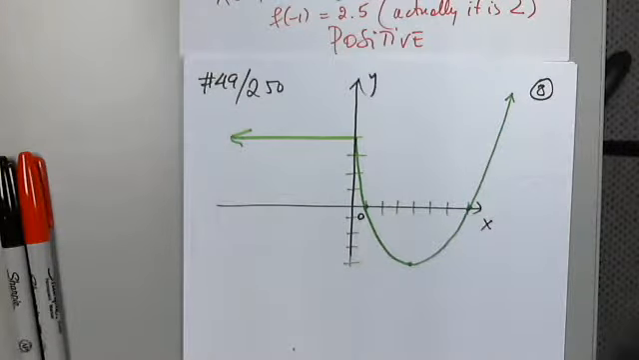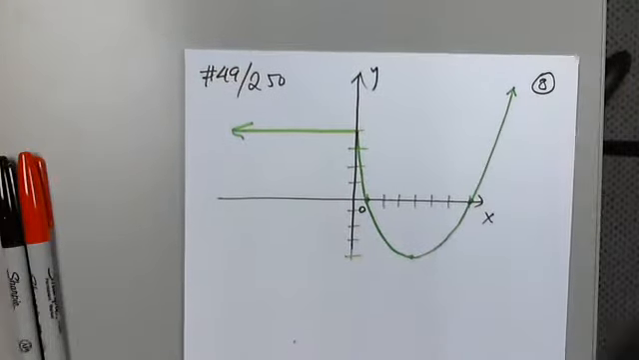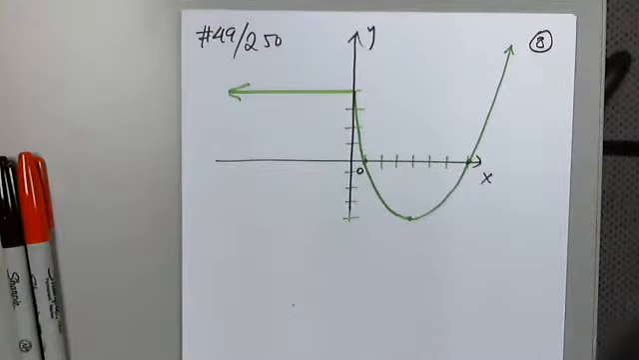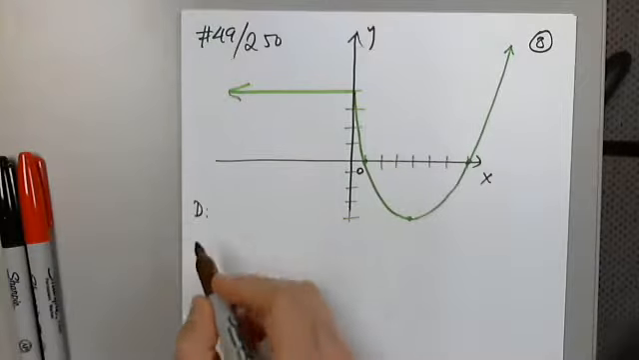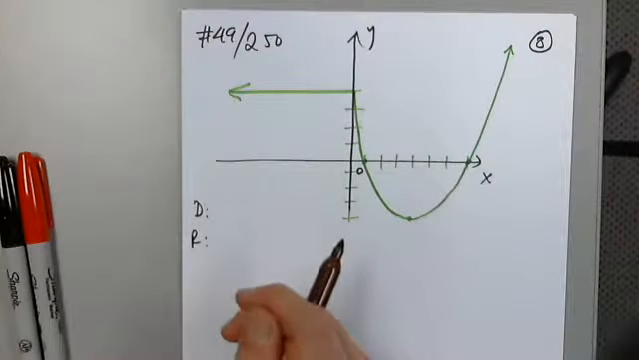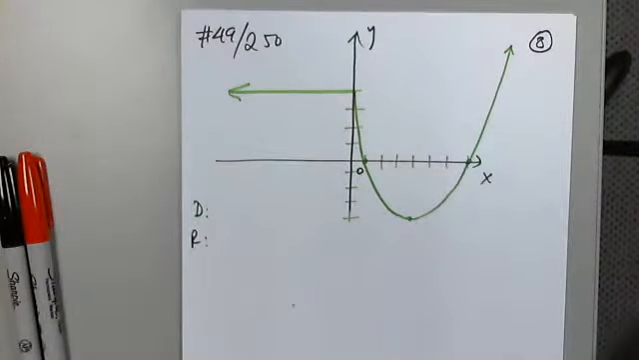Is this graph symmetric with respect to the origin or the y-axis? No. Function is not symmetric. By the way, is this a function? Yes. By the vertical line test, this is a function. We're asked to find the domain, range, x-intercept, y-intercept, and then we continue. Domain, please.